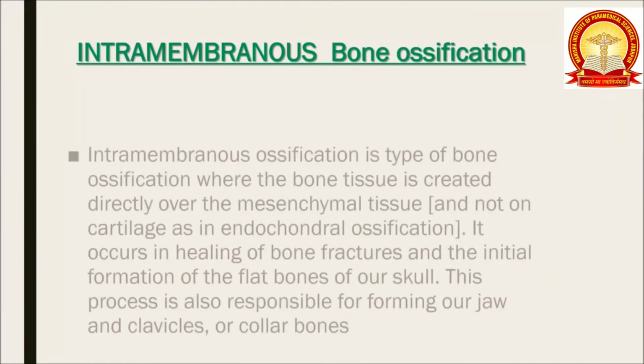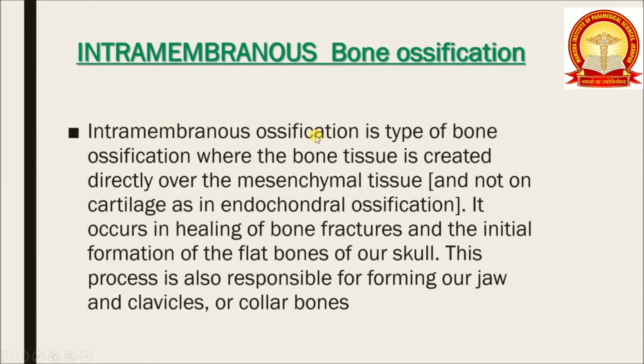And now, intramembranous bone ossification. Intramembranous bone ossification is a type of bone ossification where the bone tissue is created directly over the mesenchymal tissue and not on cartilage, as in endochondral ossification. It occurs in healing of bone fracture and the initial formation of the flat bones of our skull. The process is also responsible for forming our jaw and clavicles or collarbones.